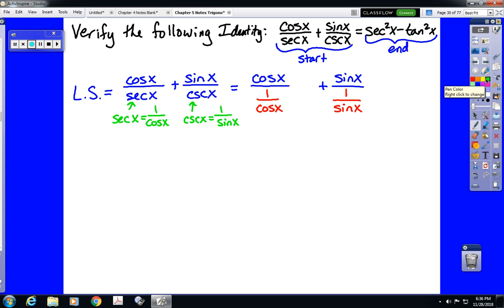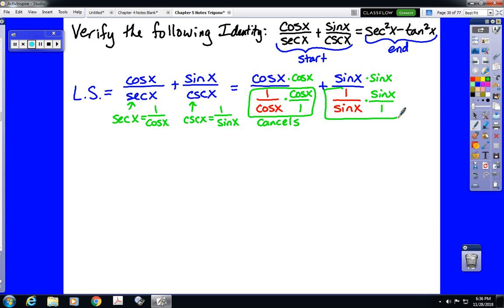Those are complex fractions. So as we discussed earlier, to get rid of them, we're going to multiply by the reciprocal, which would be cosine for that fraction, and would be sine for this fraction. Again, the point of that is that this will cancel, and this will cancel. So this expression will turn into cosine squared x plus sine squared x.